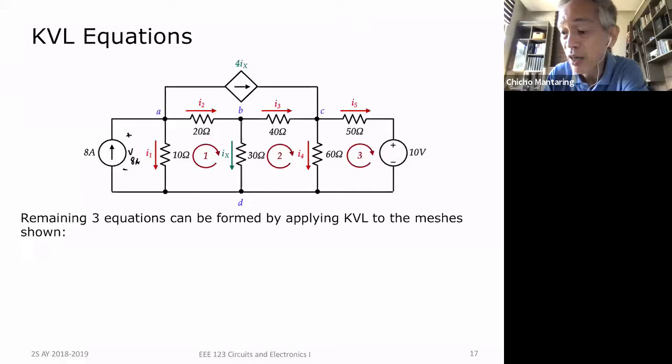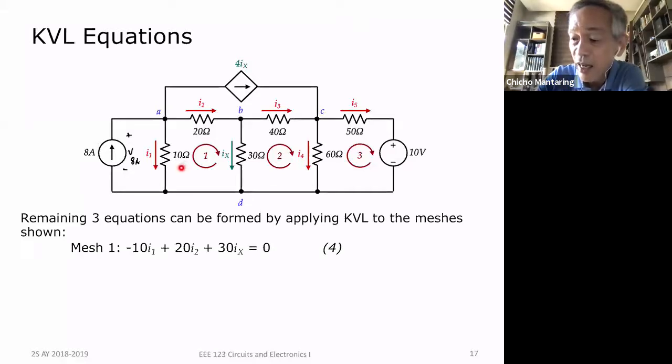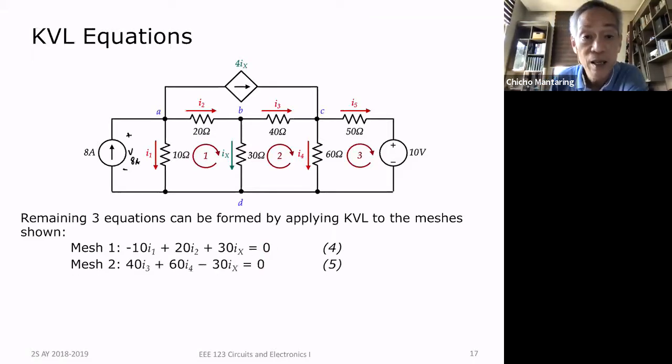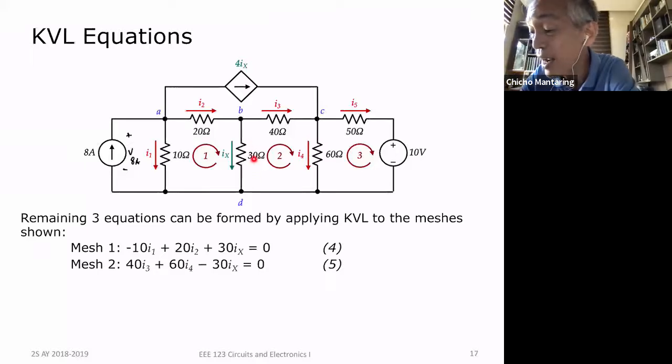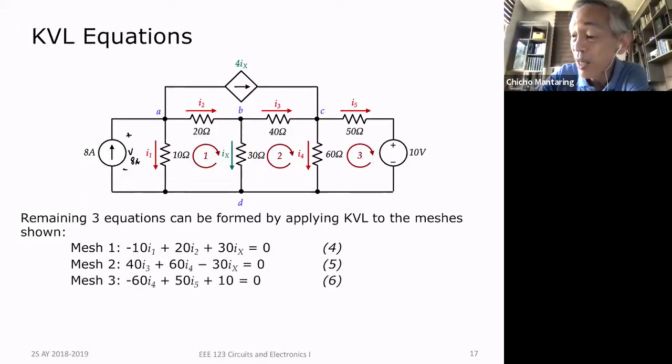Okay? So, mesh 1. I'm going from minus to plus in polarity, so that's negative 10 I1. I'm going from plus to minus, so that's 20 I2. I'm going from plus to minus, so that's 30 IX is equal to 0. Mesh 2, let's start with the 40. I'm going from plus to minus, so that's 40 I3, plus to minus 60 I4, and then minus to plus 30 IX is equal to 0. And finally, in mesh 3, you have 60 I4, negative 50 I5, and then 10 is equal to 0. 6 equations in 6 unknowns.